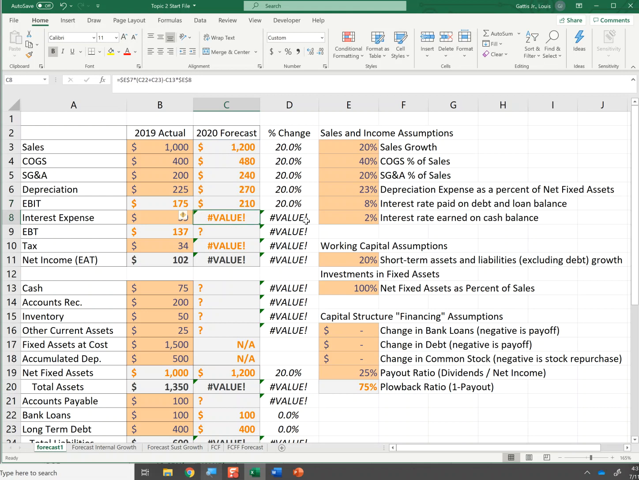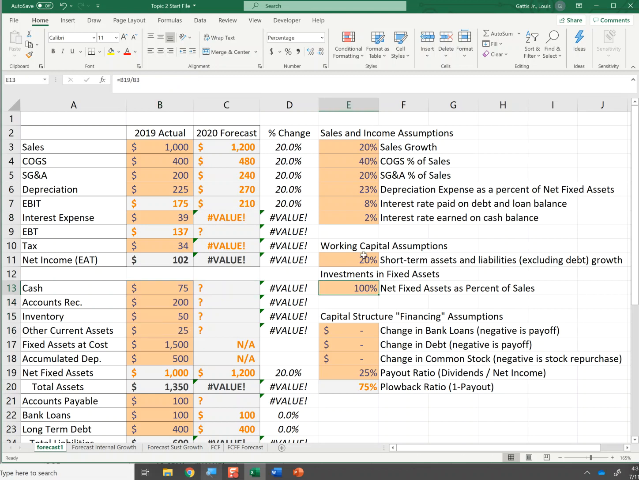Now let's look at interest expense. I have an equation here which I already filled in. What it basically says is it's 2% times the cash balance plus 8% times the total short-term and long-term debt. But I don't have those values forecasted yet. So let's actually jump down to the balance sheet. The first thing we're going to calculate is cash. Cash is a short-term asset.